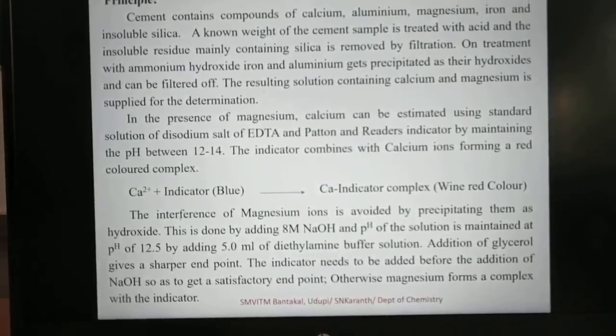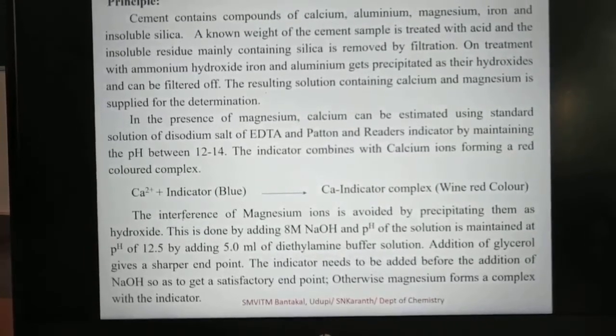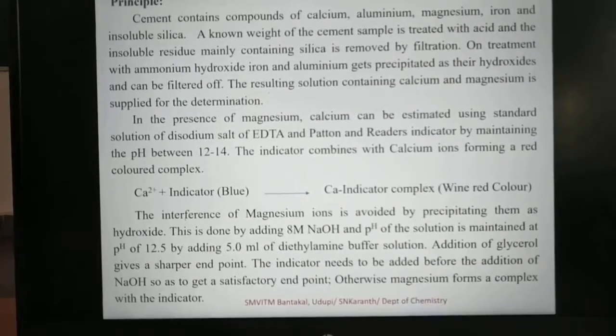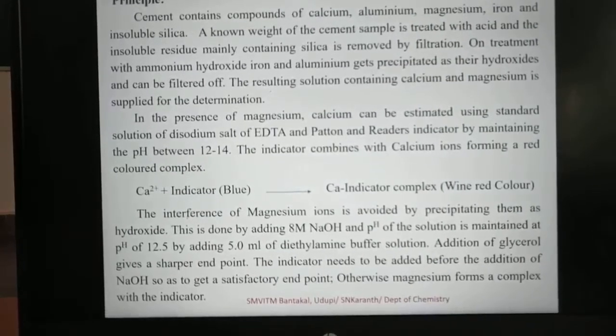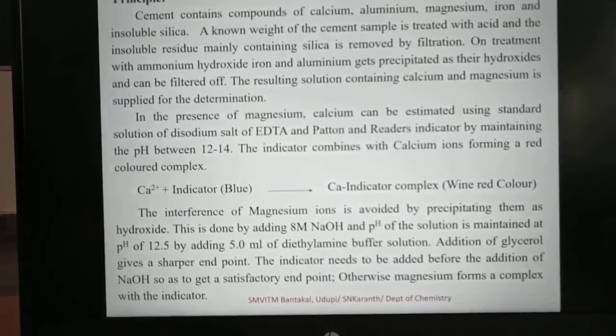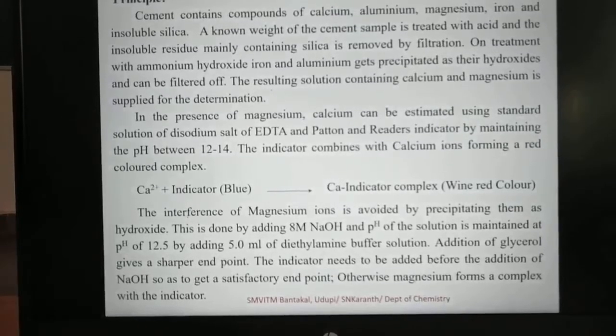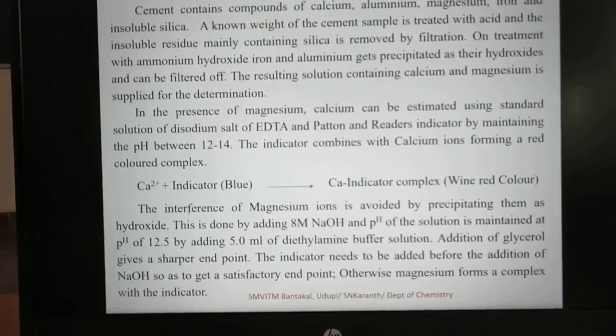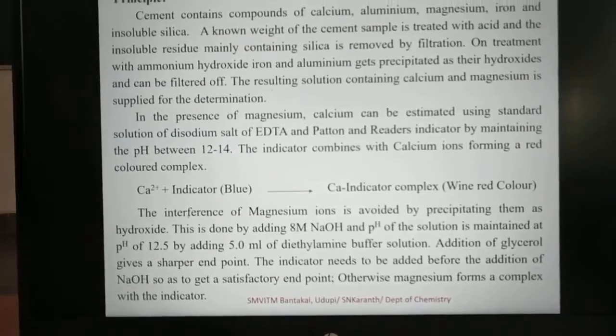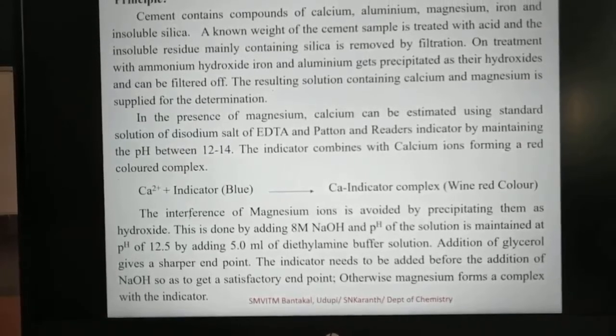So to determine the quantity of calcium oxide in cement, we usually use a complexometric titration with a complexing agent, ethylenediaminetetraacetic acid, commonly called EDTA.